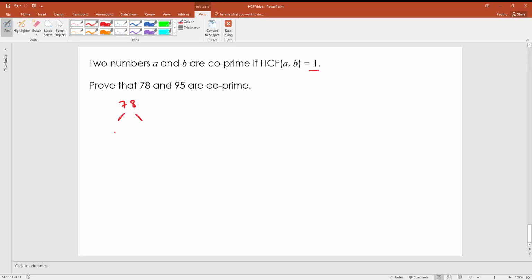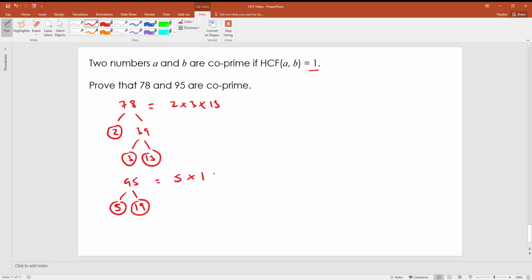So 78 then. What can I go for here? Well, it's even. So 2 times 39, I think. 2 is prime, but 39 is actually 13 times 3. And these are both prime. So 78 is 2 times 3 times 13. And 95, well, definitely in the 5 times table. 5 times 19. Oh, and they're both prime. So perhaps you can see already from the breakdown that they've got no common factors.